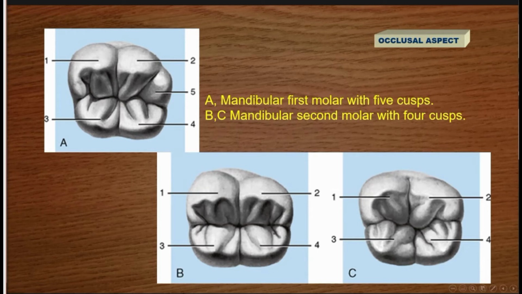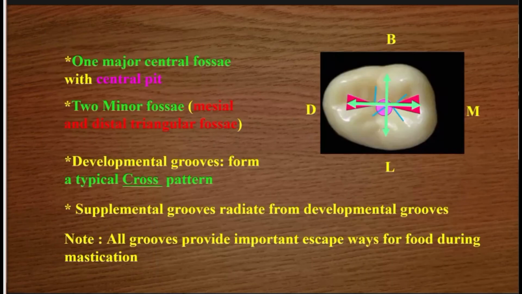You see here, this is another picture. This is mesiobuccal cusp, distobuccal cusp, mesiolingual, distolingual. This is mesial triangular fossa, distal triangular fossa, this is central pit. This developmental groove is straight, and this developmental groove is straight. So this is a cross line. But in case of the mandibular first molar, it is zigzag. So we get here the difference between the first mandibular and second mandibular molar.